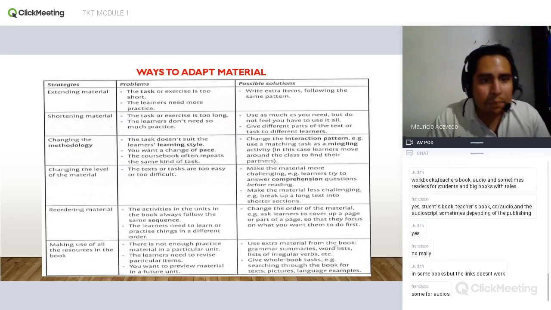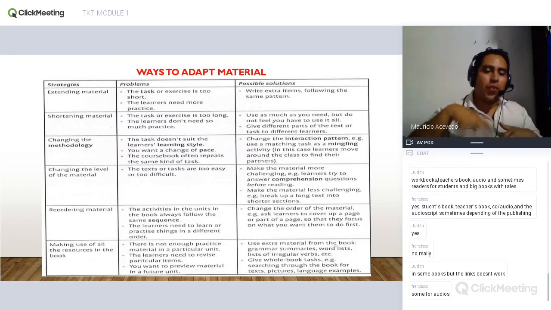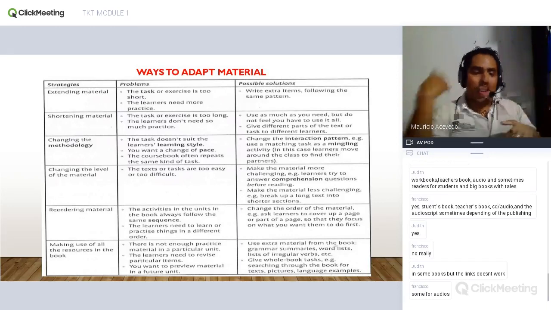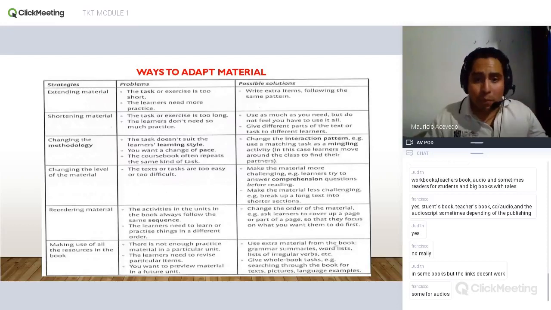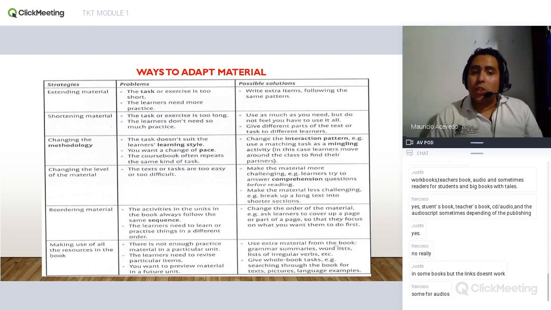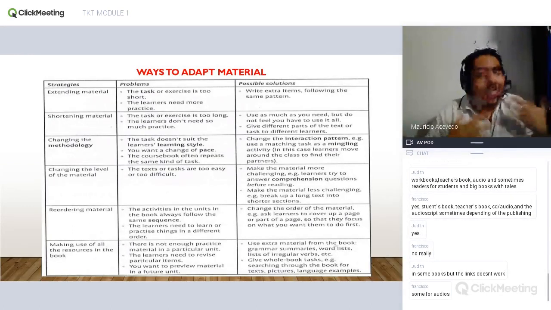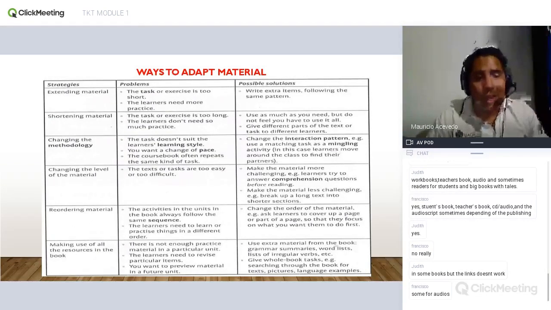Reordering material means to change the stages, to change the activities. Maybe you will do first practice and then explanation, or first explanation and then practice. Making use of all the resources in the book. That means that you can use everything in the book, or decide not to use it because the book doesn't have it, or, as you said, for example, they have some audios online, but they don't open correctly. They don't work indeed. So what do you do? If you cannot use them all, skip them, and that's it.